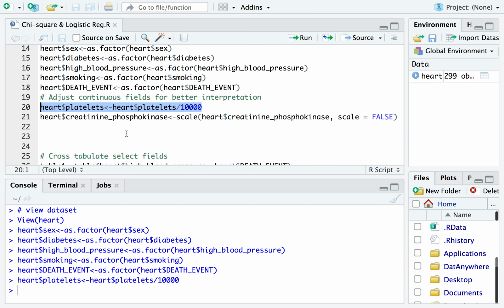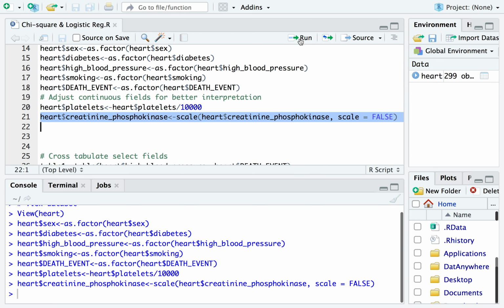And also, I just wanted to show you how to center some variables by using the scale function and setting scale equal to false. Centering is basically just subtracting the mean for that specific field.